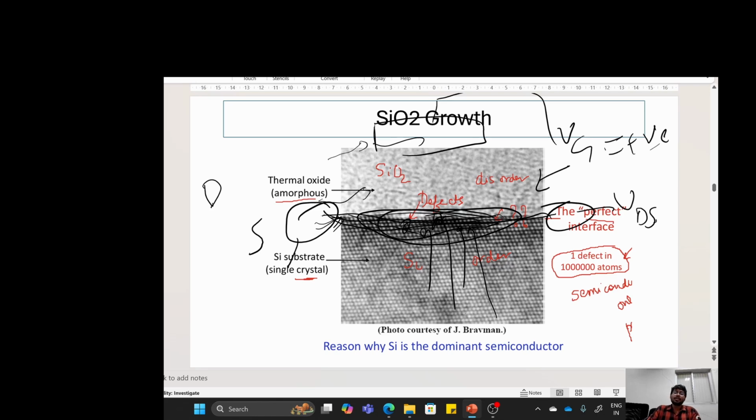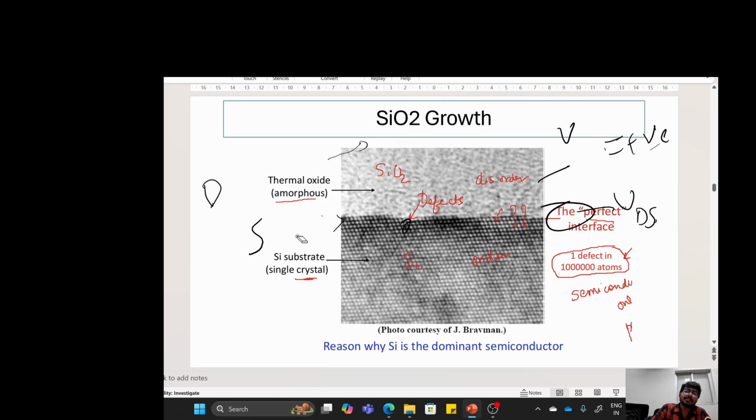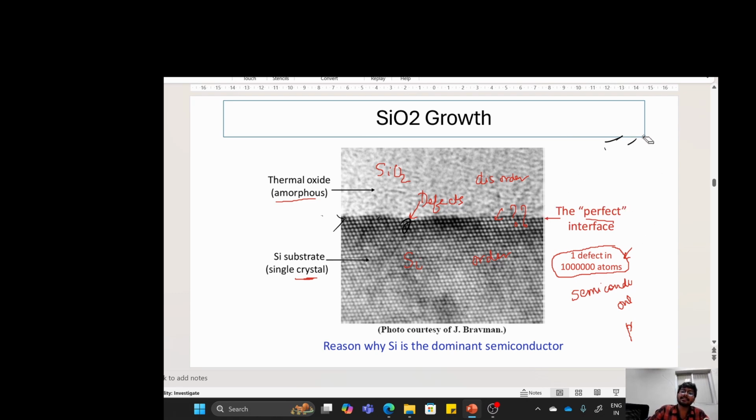This is another reason why we are kind of lucky that silicon gives a very good SiO2 interface. SiO2 is a dielectric and silicon is a semiconductor, so you can tune the conductivity and have very good devices with silicon dioxide.